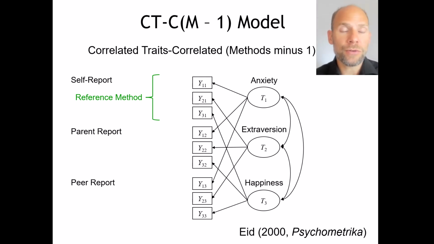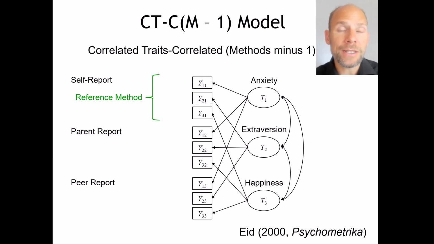it comes to measuring psychological traits and feelings, emotions, oftentimes individuals themselves have the most access to those. For example, a child themselves may know best whether they're anxious or not. It may be not as visible to parents and peers. And so we may choose the self-report as our reference method.